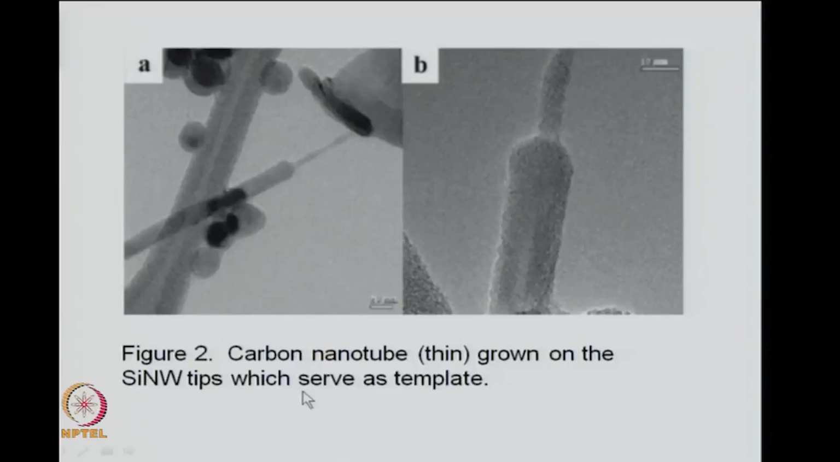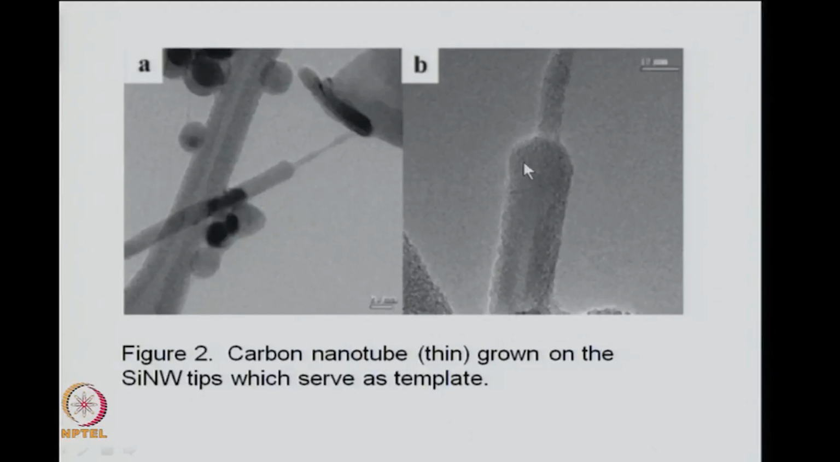So, here you can see this is an example of a template mediated growth, where you are trying to grow carbon nanotubes on silicon nanowire tips. So, here the silicon nanowire is the template on which you are trying to grow carbon nanotube. So, the carbon nanotubes are these thin tubes which are growing out of these silicon nanowires. And so, the carbon nanotube is being guided by the silicon nanowire, which has been formed earlier.